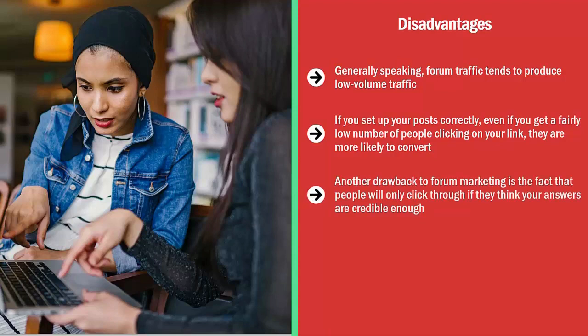Another drawback to forum marketing is the fact that people will only click through if they think your answers are credible enough. It can take some time to build a good level of credibility and authority on forums. In fact, a lot of forum marketers never get to that point. Finally, many forum members are very sensitive to spam. Even if you share the very best third-party content, these people might be skeptical of you. In fact, they might get so suspicious that they petition or pressure the forum administrator to ban you.